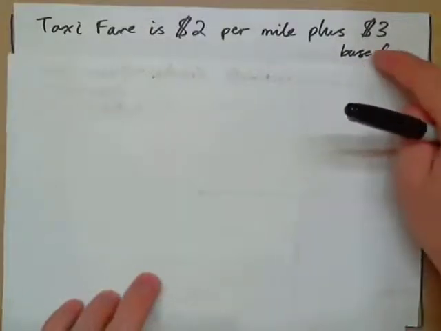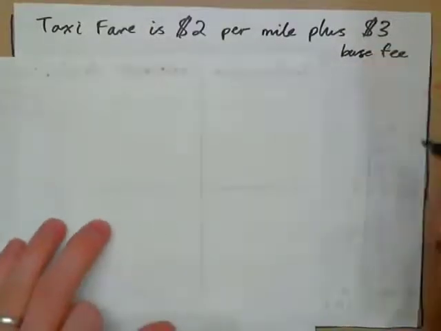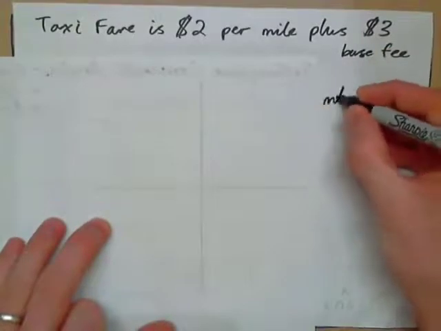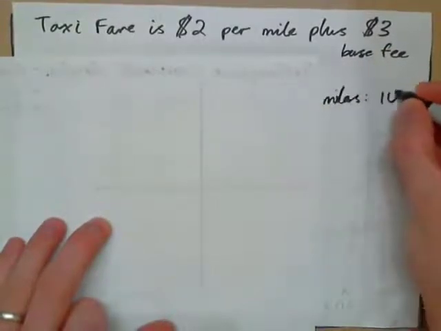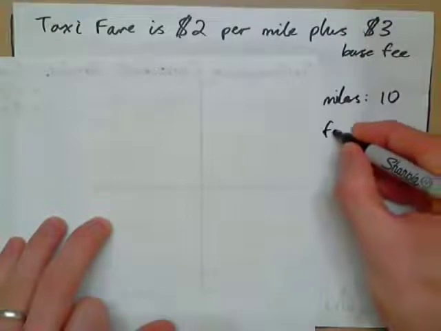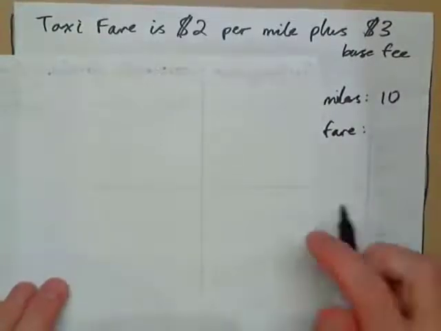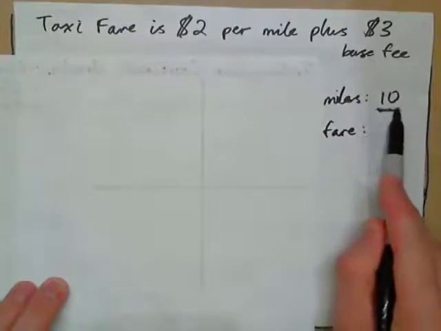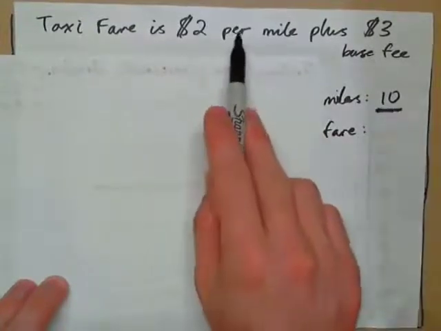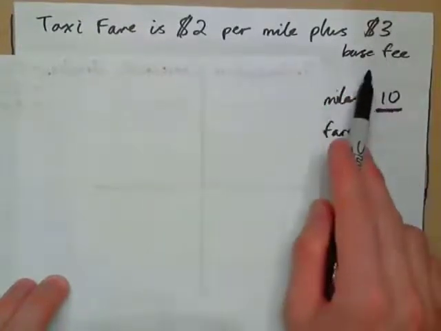So, for example, if your miles was 10, what would the fare be? Press pause, write down the answer. So if in this taxi you go 10 miles, how much will you have to pay? It's $2 per mile plus a $3 base fee.